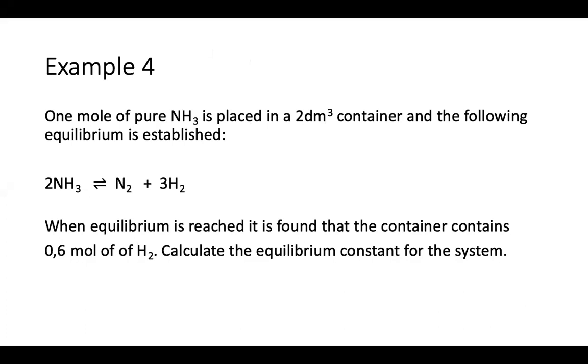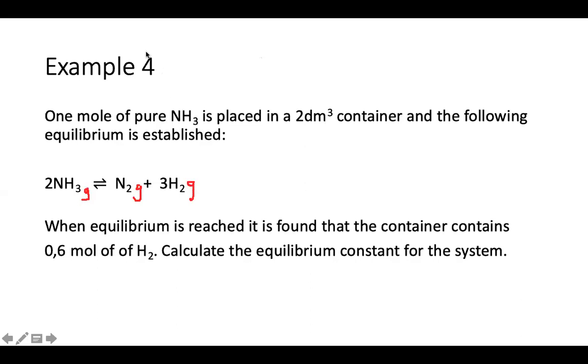Today we are going to look at another example relating to the Kc value. We have a question: 1 mole of pure ammonia is placed in a 2 dm cubed container, and the following equilibrium is established: 2NH3 gives N2 plus H2. What you should know here, which I didn't write down, is that all of them are gases. So just remember that they're all gases. I'll write it down for us. And that equation is balanced.